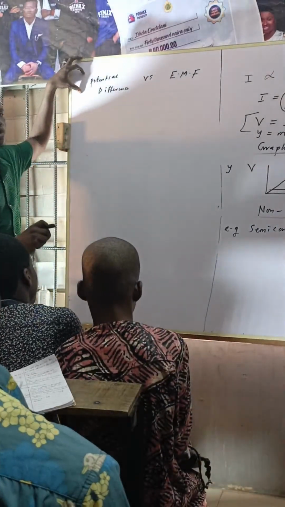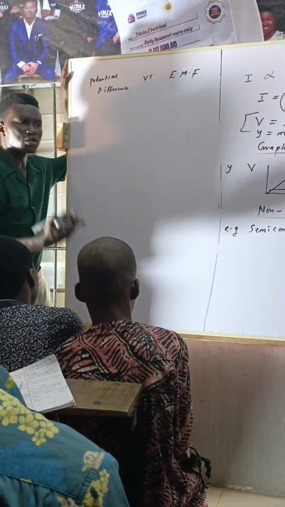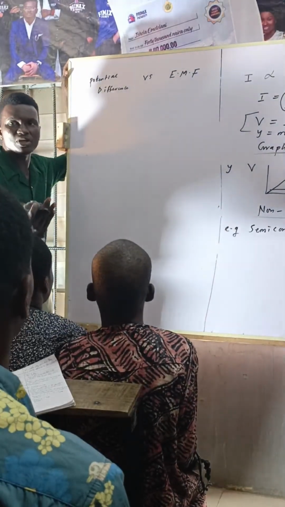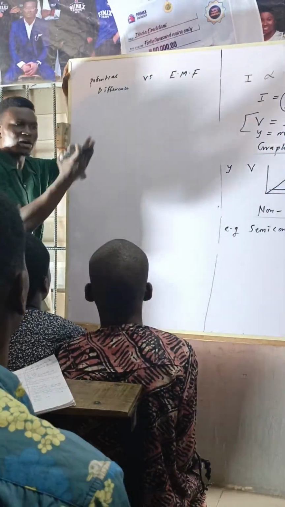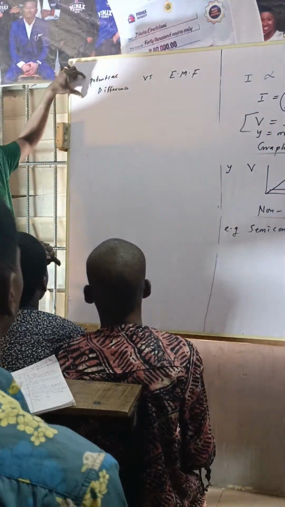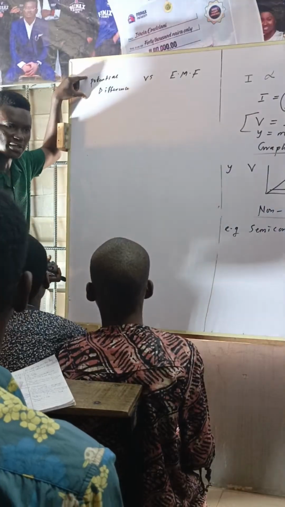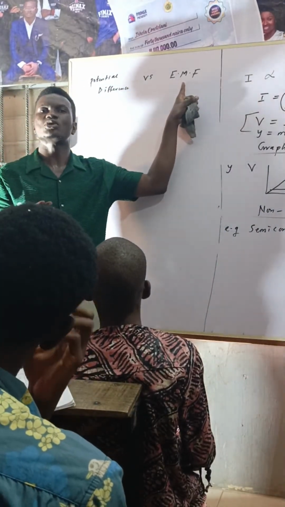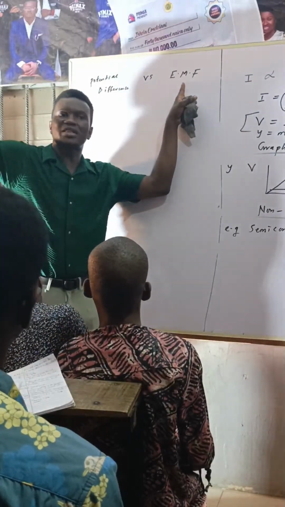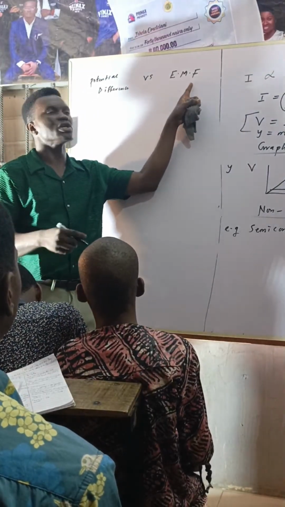Potential difference, what did we call it? The work done in moving a charge from one point to another point. So if I'm moving a charge across a circuit, then I talk about the potential difference. But EMF, the difference is just that the total work done in the entire circuit is called EMF.